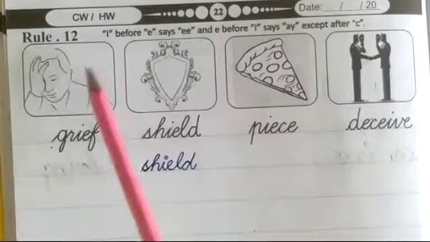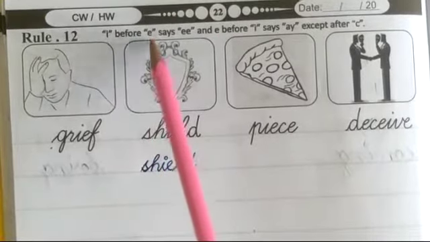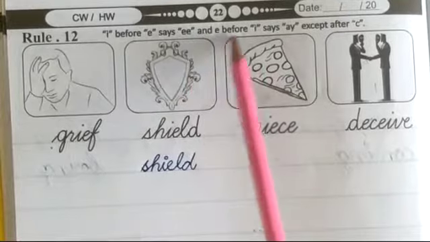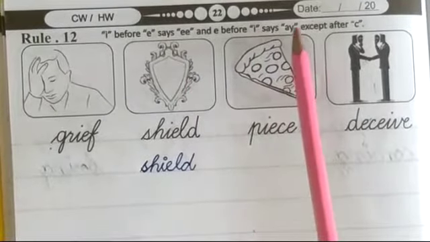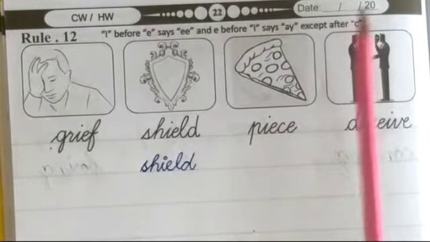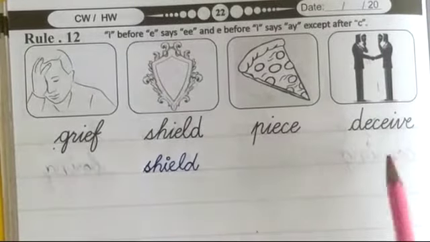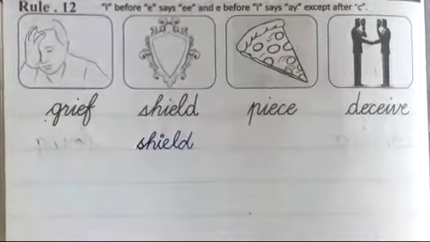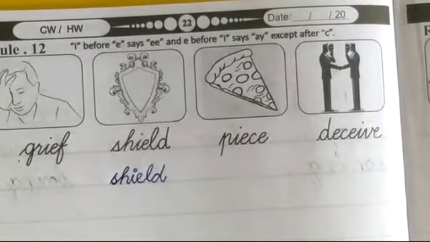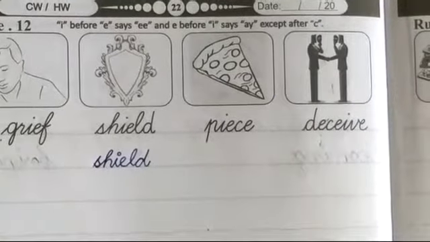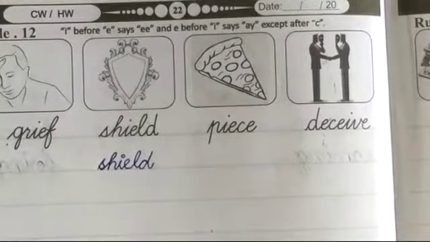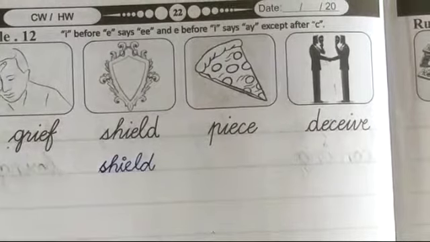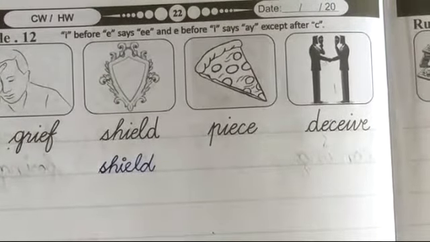Now have a look at the 12 one. Spelling rule 12 tells us that I before E say E, and E before I say A except after C. Is that clear? It's clear from the examples also, and you can revise the examples before starting your test. You can pause the video and revise your rules before starting the test.